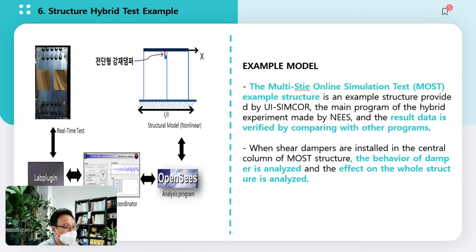Multi-site online simulation test. The example structure is an example structure provided by UI SimCore. The main program of the hybrid experiment was created by NES, and the result data is validated against other programs. The figure on the left shows the application of steel dampers to the model. When installing shear dampers on the central column of the structure, analyze the behavior of the dampers to analyze the impact on the overall structure.